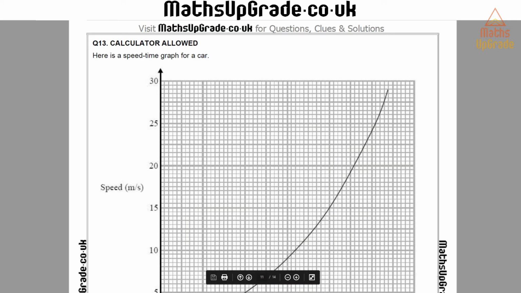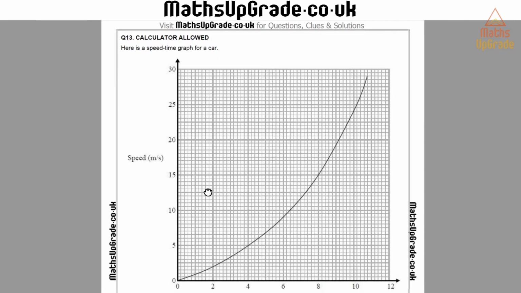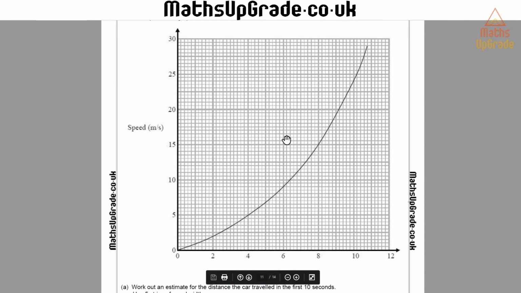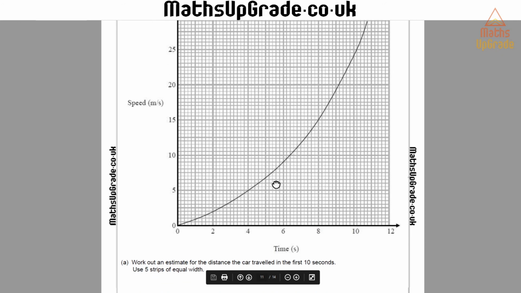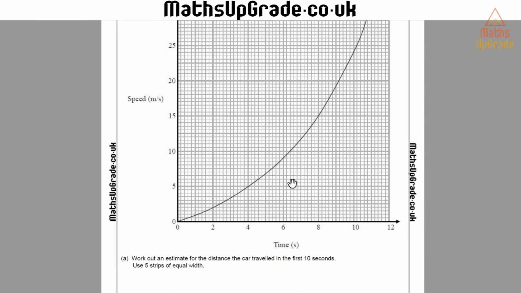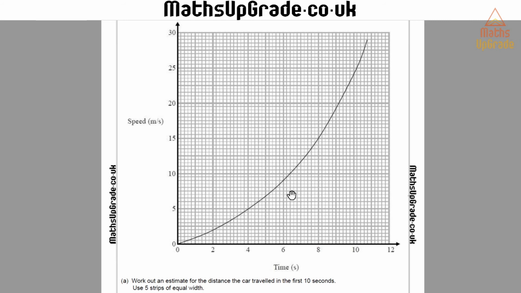Question 13. Another speed time graph. Okay, so you can see here you've got speed on the y-axis and time on the x-axis there. Okay, and part A asks us to find an estimate for the distance the car travelled in the first 10 seconds. Okay, use 5 strips of equal width. So this is similar to the last few questions in this booklet.